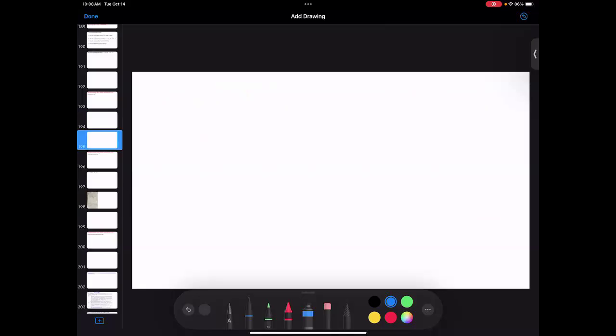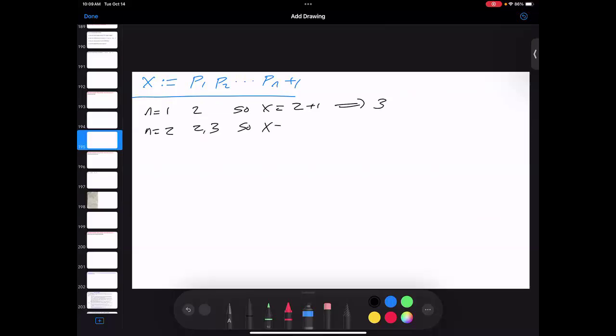So we had the process, x was p1, p2, ..., pn plus 1. Let's see what we get. When n equals 1, we have the prime 2. So x is going to be 2 plus 1, and that gives us what prime? 3. So now when n equals 2, we have the primes 2 and 3. So x equals 2 times 3 plus 1, which is 7, which is also prime.